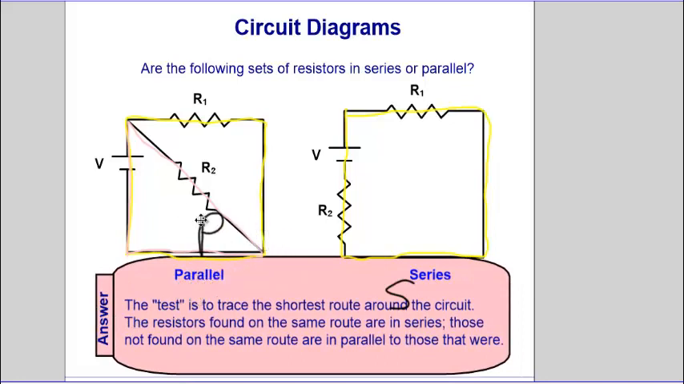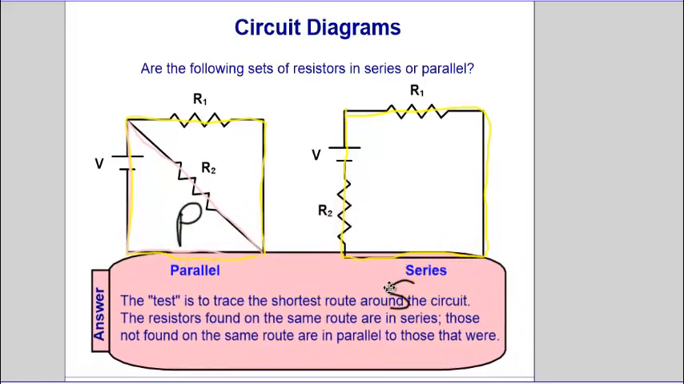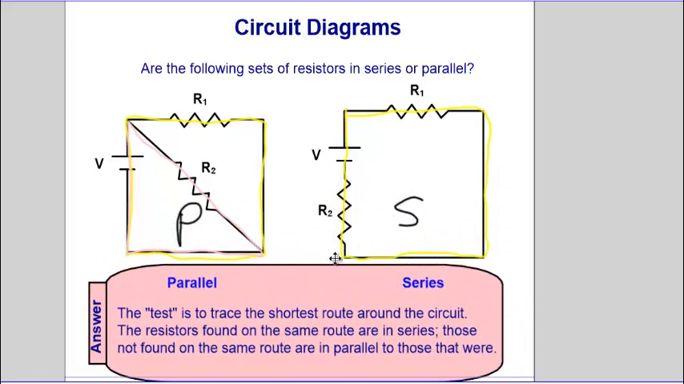So we'll move our letters. The test is to trace the shortest route around the circuit. The resistors found on the same route are in series, and those on different routes are in parallel. So again, we have different routes here, pink and yellow, so we have parallel, and then the same route, just yellow, series. Very nice.